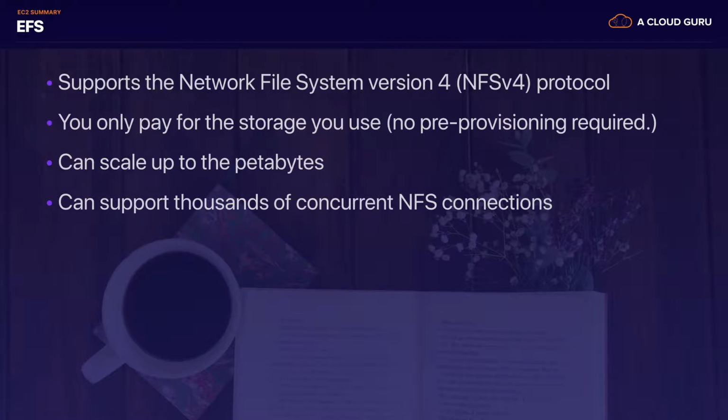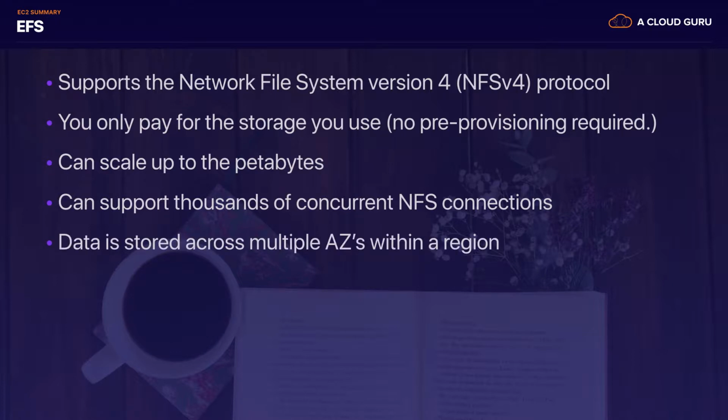And remember, if you need shared storage, you can't share EBS with multiple EC2 instances. It doesn't work like that, but you can create an EFS NFS mount, and then you can store your files in there, and multiple EC2 instances will be able to access it. And with EFS, data is stored across multiple availability zones within a region, and in terms of the consistency model, you get read-after-write consistency.